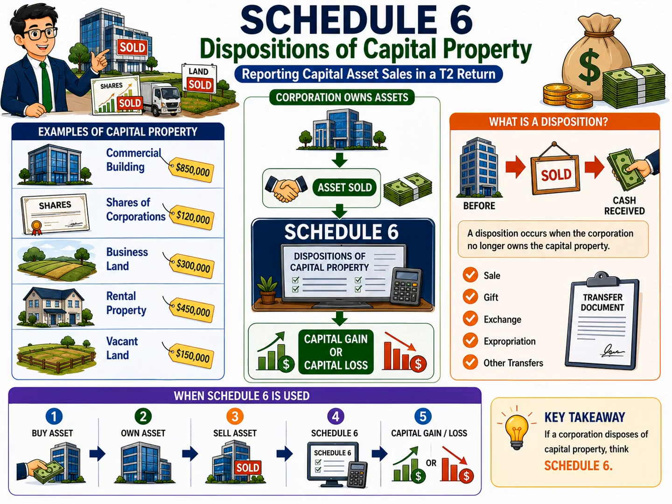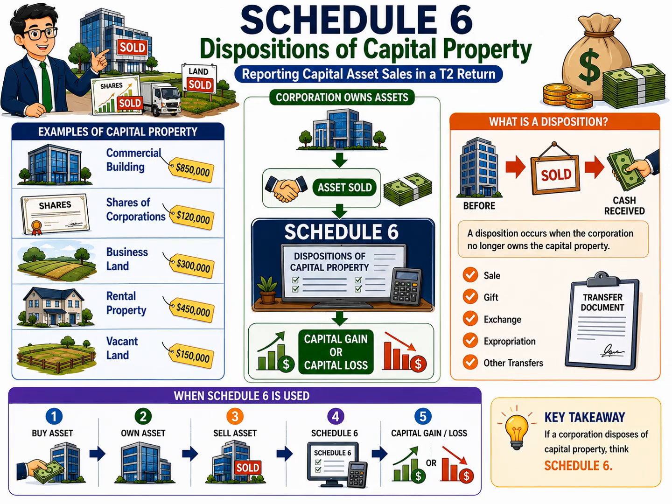In this slide, we'll introduce Schedule 6, which is used to report the disposition of capital property by a corporation. The word disposition simply means that the corporation no longer owns a capital asset. In most cases, this happens because the asset is sold, but a disposition can also occur when an asset is gifted, exchanged, transferred, or even expropriated by a government authority. Whenever a corporation disposes of capital property, Schedule 6 is used to determine the tax consequences of that transaction.